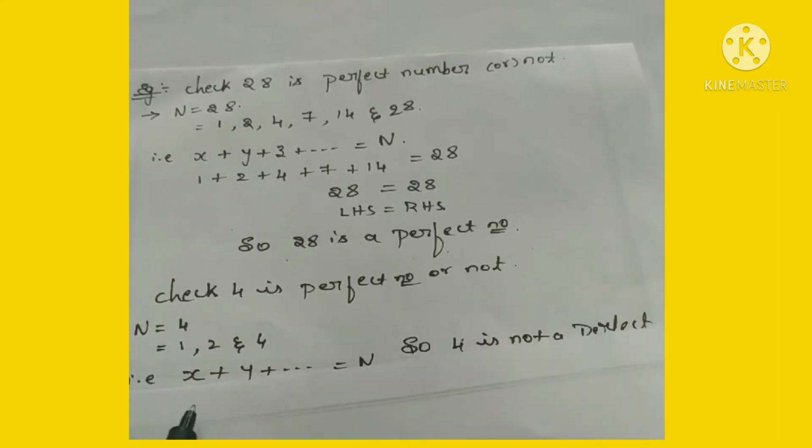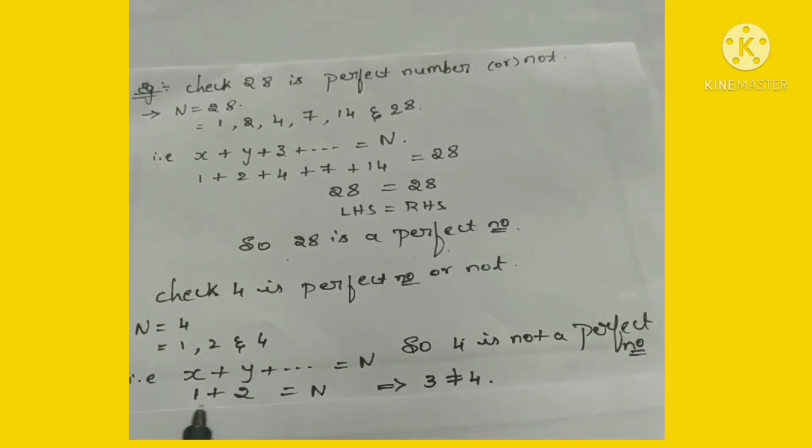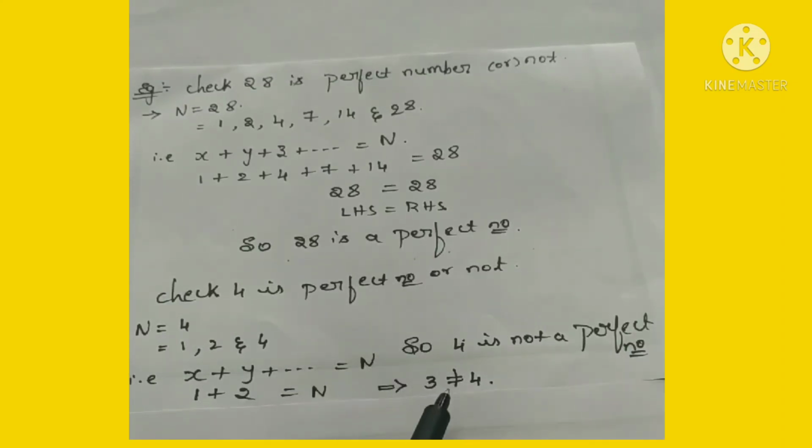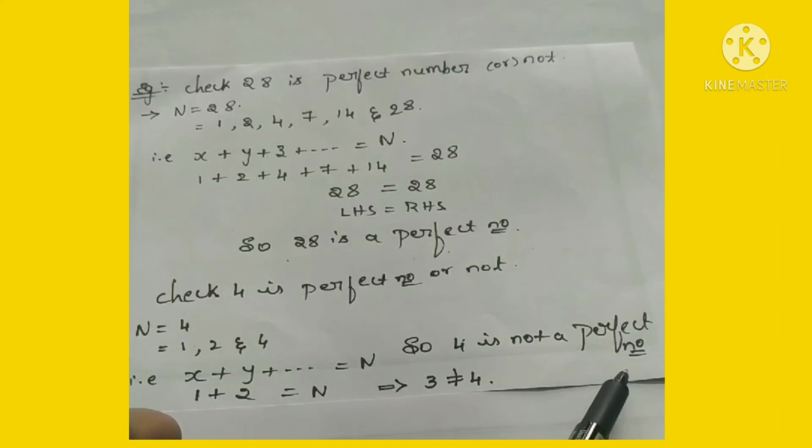So x plus y plus so on is equal to n. Here x plus y is equal to 1 plus 2. 1 plus 2 is equal to 3, so 3 is not equal to 4. So 4 is not a perfect number, because here LHS is not equal to RHS. So these are all about the perfect number, and this video completes the information on numbers.